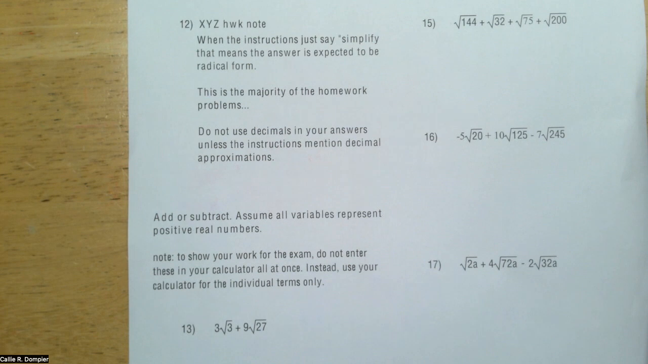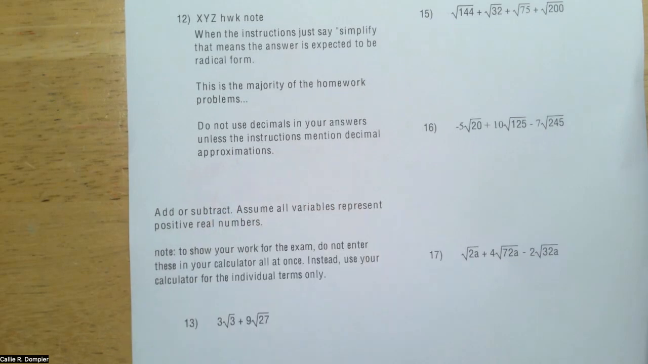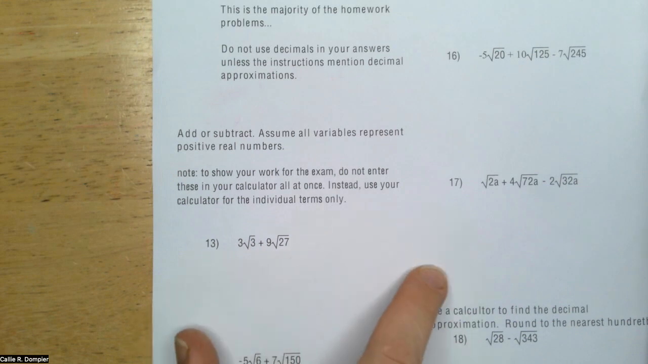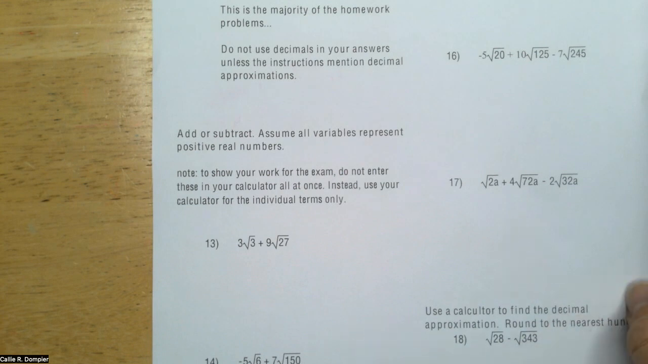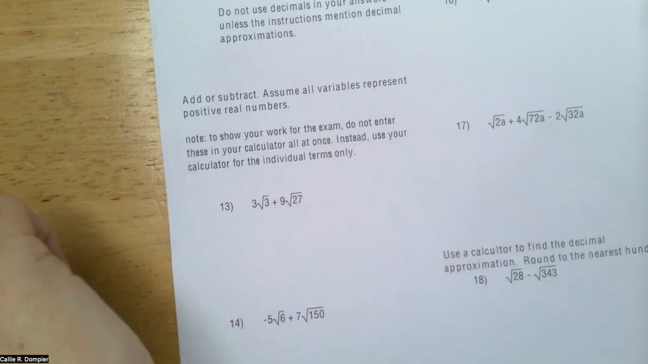Okay, all variables represent positive numbers. It's just basically telling you it's not trying to trick you. So you just look at add and subtract. Add or subtract this. Don't enter them into the calculator all at once. Simplify them and then add them when it's very easy to add them and you can understand what your calculator is doing. Okay? So 3 square root of 3 plus 9 square root of 27.